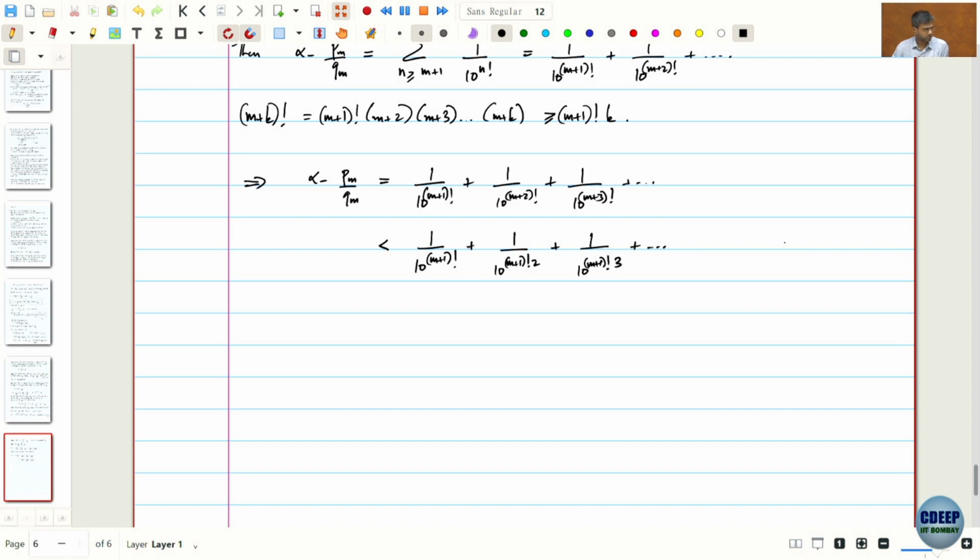right? So we let gamma be equal to 1 upon 10 to the power m plus 1 factorial. Oops, let's say gamma, sorry, it's bad notation. So this thing is equal to gamma plus gamma square plus gamma cube plus and so on, right? So therefore, which is equal to gamma divided by 1 minus gamma. Right, so, so what is this? Into 1 upon 1 minus gamma.